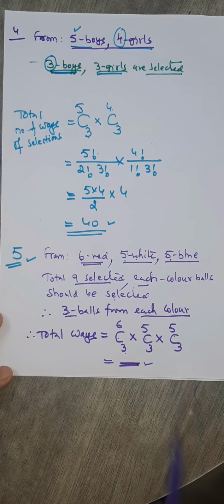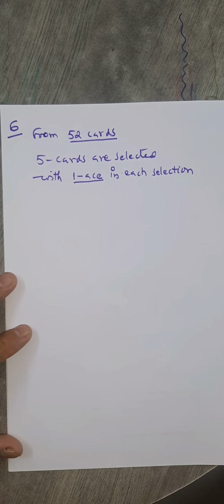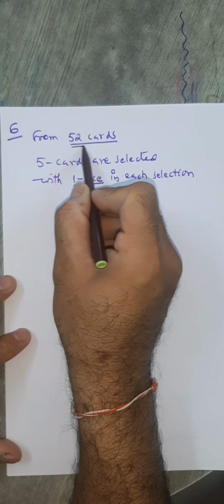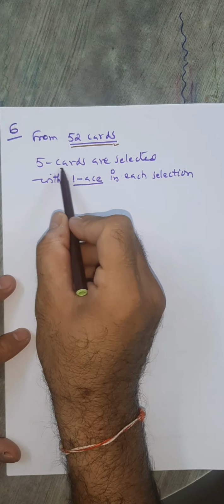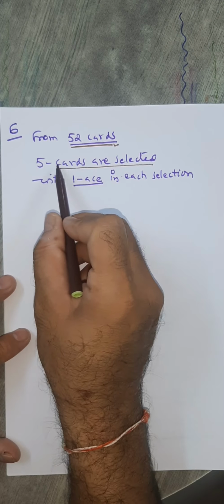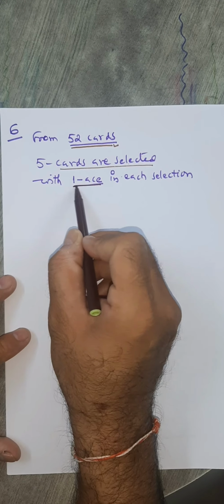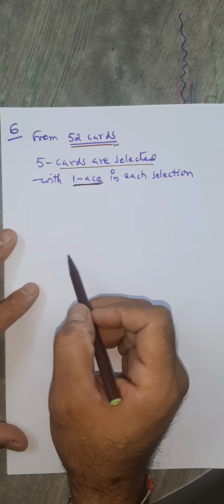Now you just simplify, so you'll get the final answer. Okay. Question number 6 here. You are given a pack of 52 cards. Question is 5 cards are selected randomly, with the condition that in each selection of 5 cards, one ace should be there. Ace means ekka hona chahiye.